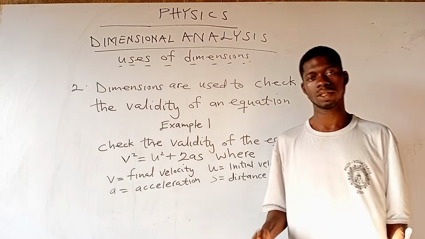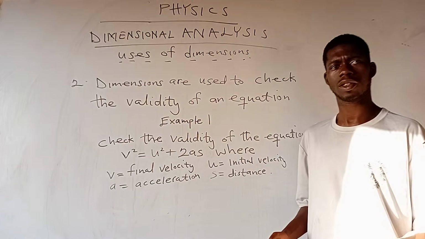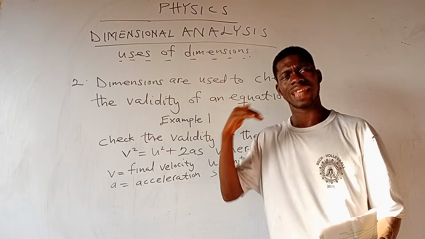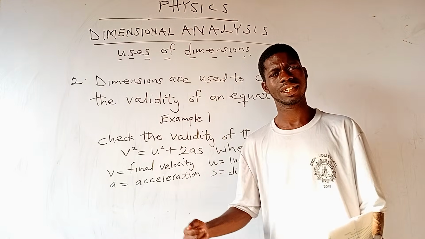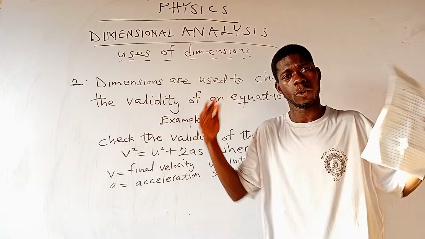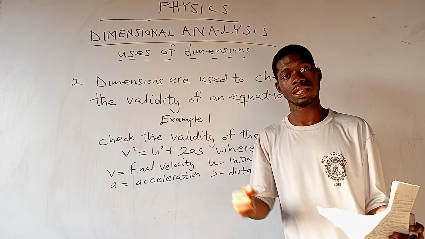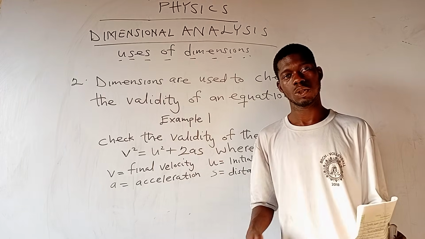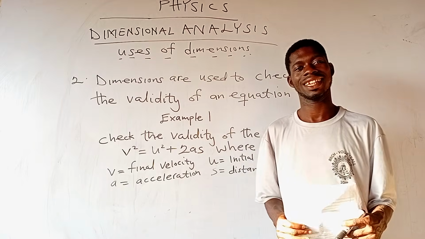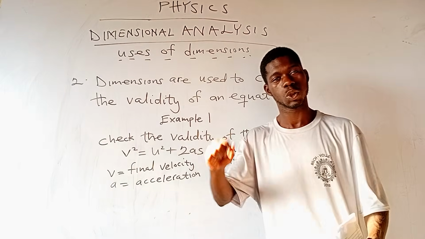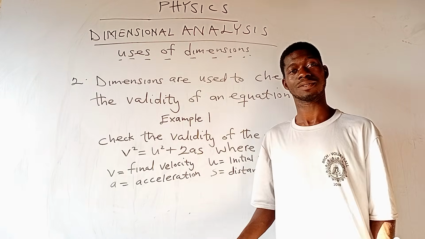Dimensions are used to check the validity of an equation, whether that equation is valid. If the equation is valid, it means that we have that equation in the system. If it's not valid, it means that equation does not exist in the system. So it is used to check the validity of an equation.